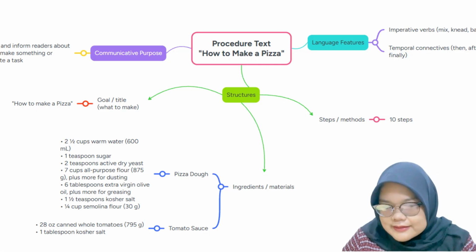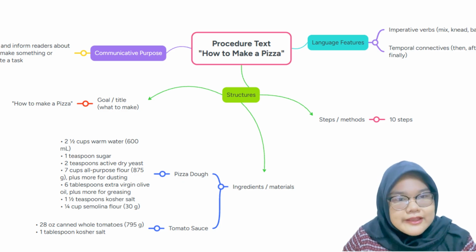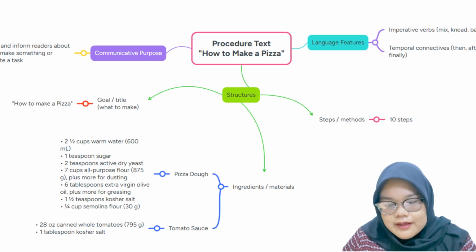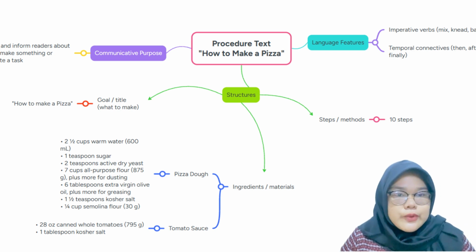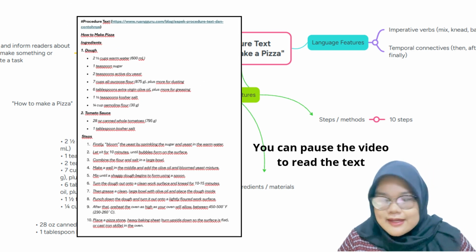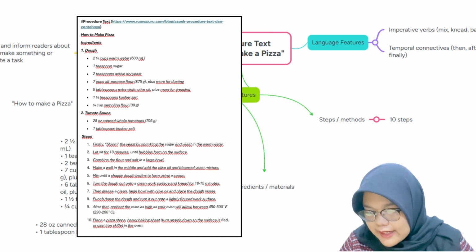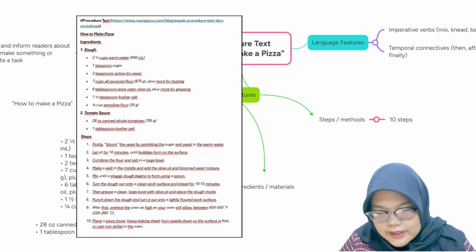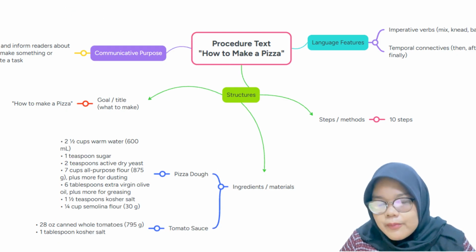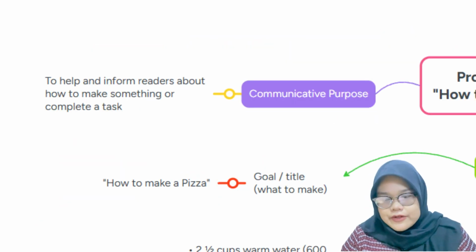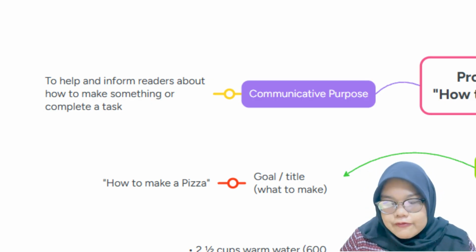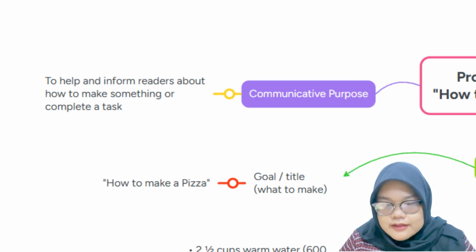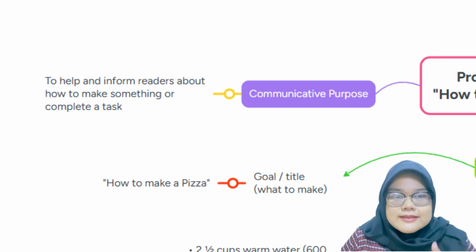We move to the second text. The second text is a procedure text. So this is the mind map. We will talk about how to make a pizza. It's a procedure text. I will show you the text and you can read it first before we discuss it. Okay, we'll start with the communicative purpose of the procedure text. A procedure text is made to help and inform readers about how to make something or complete a task. It will tell you how to do it step by step in instructions.